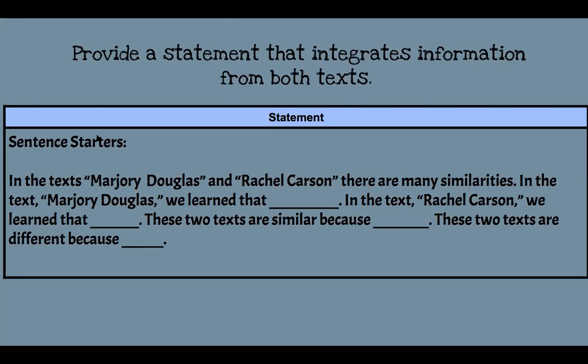In the text Rachel Carson, we learned what? That she wanted to go against the pesticide company. Good. She wanted to protect the land from pesticides so that we would have cleaner water, land, and air. Okay, these two texts are similar because, why are these texts similar? Because they're both trying to do something in life that will help the environment in all. Awesome. They're both trying to help the ecosystem. Yep. Good job, Brianna.